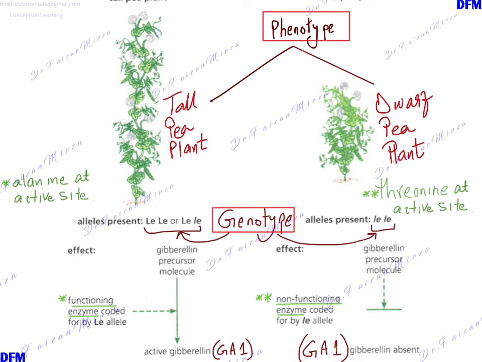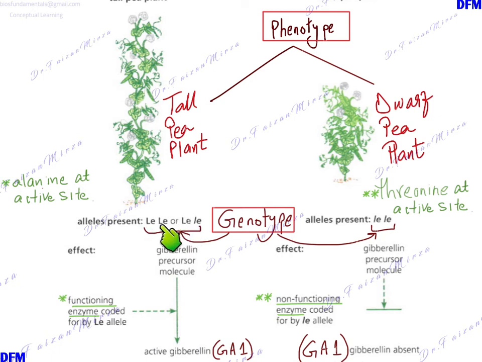You can recall what you have already studied in mutations, that mutations occur as point mutations, and a mutation can cause a codon to change. And when the codon changes, the codon change can allow the wrong amino acid to be placed into the primary structure, which is called a missense mutation. So this is a missense mutation. Alanine was supposed to be there in the active site, but because of a missense mutation, the codon changed, and now threonine is there in the active site. And if the amino acid in the active site changes, the enzyme becomes non-functional. The precursor molecule will be there, but it will not be converted to gibberellin.